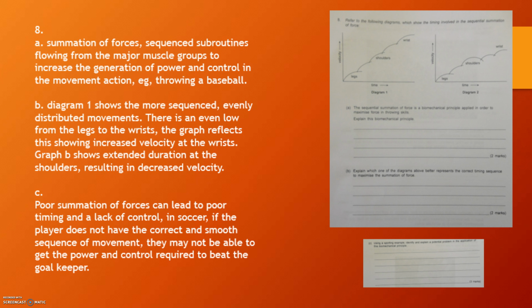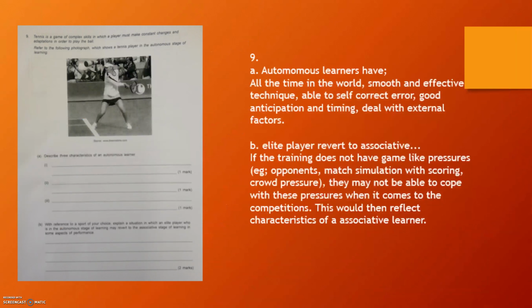C says, using a sporting example, identify and explain a potential problem in the application of this principle. So I've just used soccer. Poor summation of forces can lead to poor timing and lack of control. So for example, in soccer, if the player does not have the correct and smooth sequence of movement, they may not be able to get the power and control required to beat the goalkeeper. With just the thinking that to get a goal, you've got to really get in particular spots, and they might not have the control or the power to beat that goalkeeper.